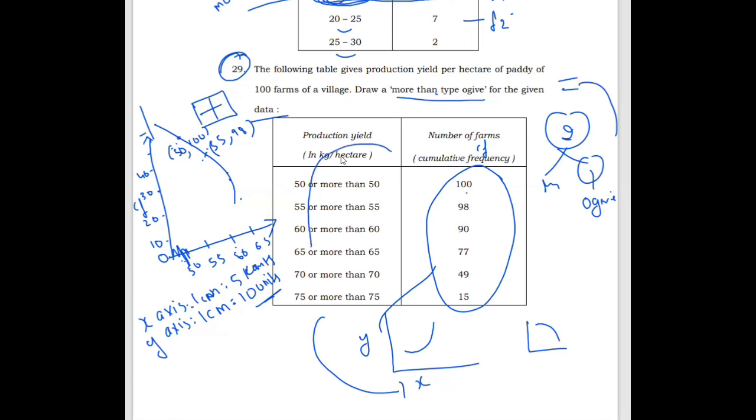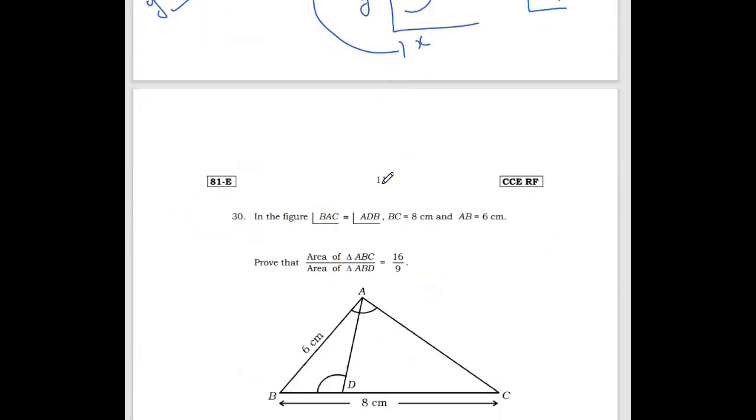Putting this on the x-axis is very simple, directly. But putting the cumulative frequency on the y-axis is very important. That one you will not put directly. Many students put it directly, like 50 to 100, then 55 to 98. You should make sure you put 0, 10, 20, 30, 40. Then plot it. Then don't forget to put the scale and don't forget to mark the coordinates. So this is about the ogive, less than or more than. These are the points you should remember.